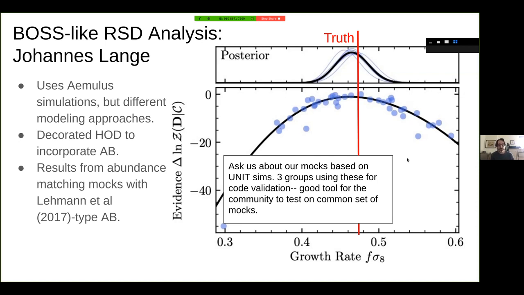Now, this is using a mock based on the unit sims. We're using this, he's using this, we are sharing this with another group. So if you have an emulator and you would like to actually test it on these types of mocks, please talk to us. We are happy to share these mocks. I think it is good for the community to have a common framework or a common set of tools on which to verify or validate all of our approaches. Next slide.